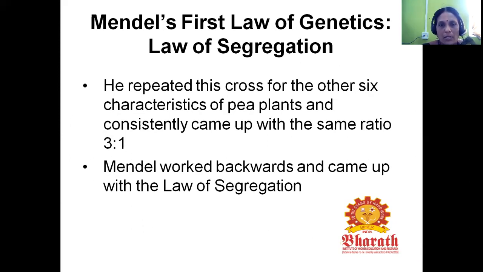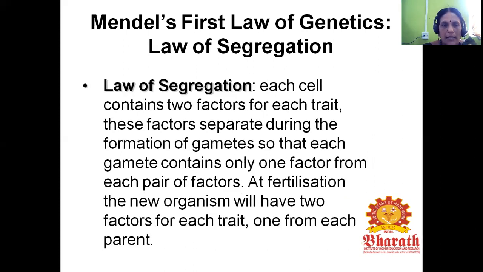So, Mendel's first law of genetics: the law of segregation. He repeated this cross for the other six characteristics of a pea plant and consequently came up with the same ratio, 3 to 1. So Mendel worked backwards and came up with the law of segregation.